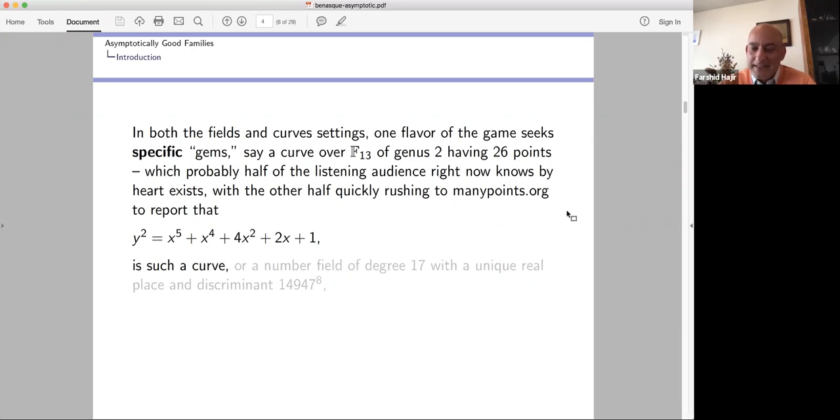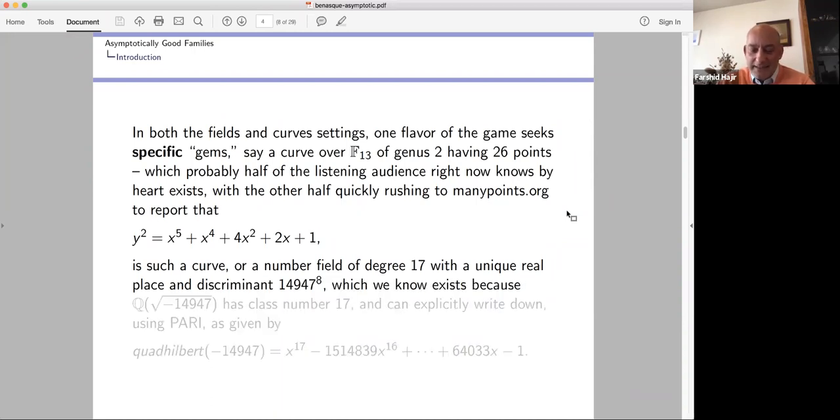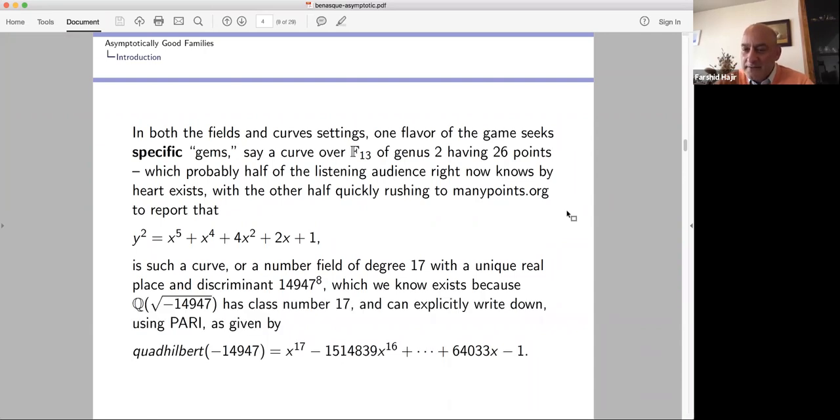And in fact, this achieves the maximal number of points there. And there's a similar flavor if you ask, is there a number field of degree 17 that has a unique real place and has discriminant 14,947 to the 8th? These are the types of questions I asked myself around the time that I was going to ask questions from Sayre. In this case, we know such a field exists, because the quadratic field with discriminant negative 14,947 has class number 17.